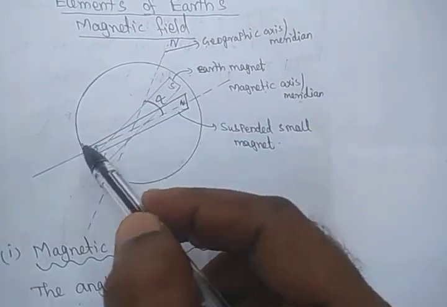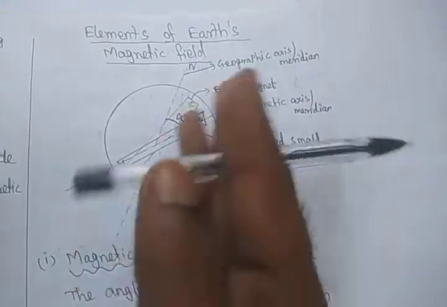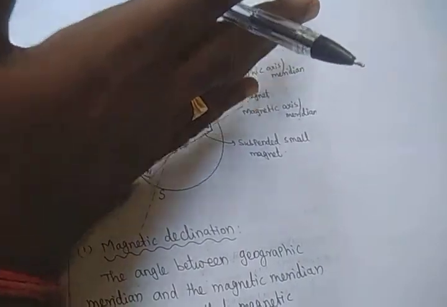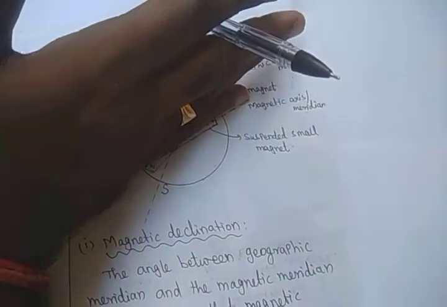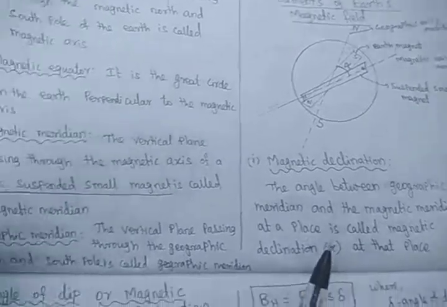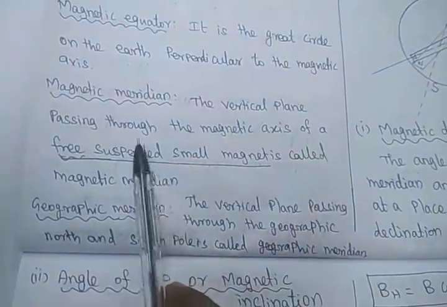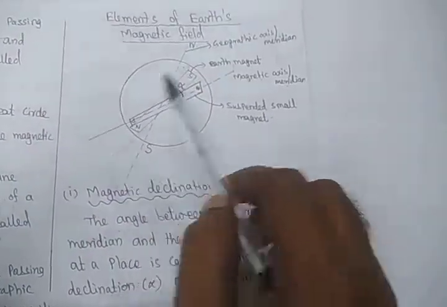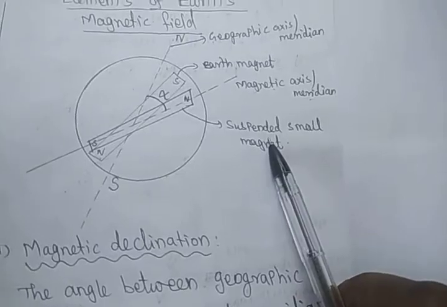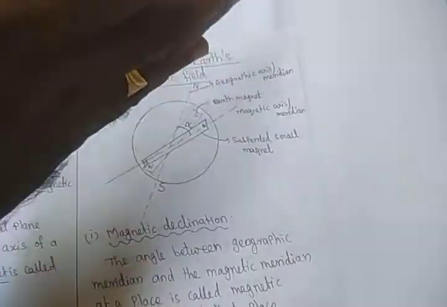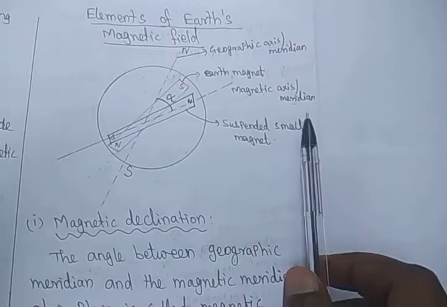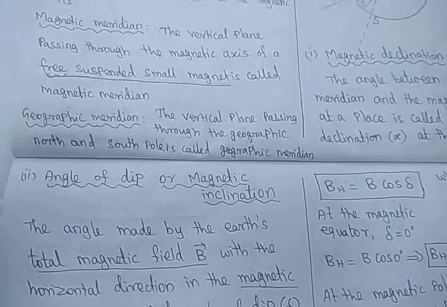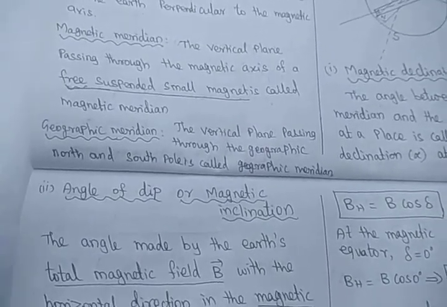The magnetic meridian means a plane. This is not a line. This is a plane. The plane which connects the magnetic south and north pole, or along the magnetic axis, is called the magnetic meridian. Do you understand? A vertical plane passing through the magnetic axis of a freely suspended magnet. So this plane is called the magnetic meridian. Then the geographic meridian means the plane which passes through the geographical axis.